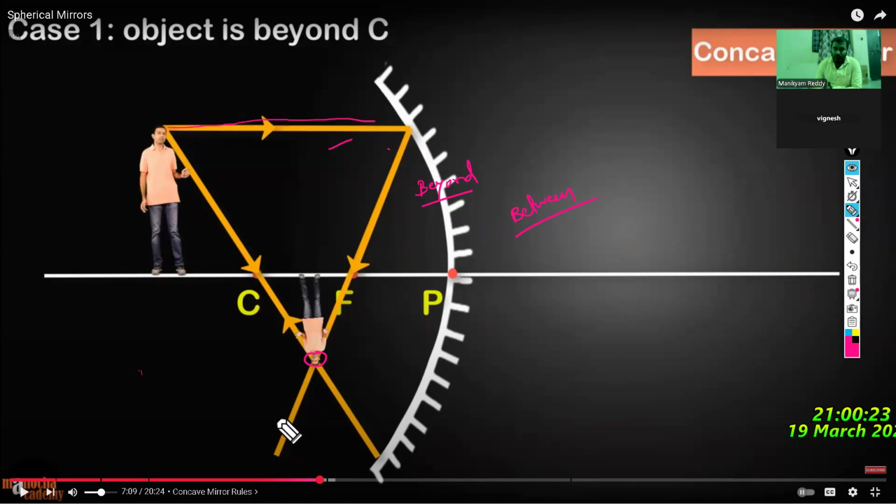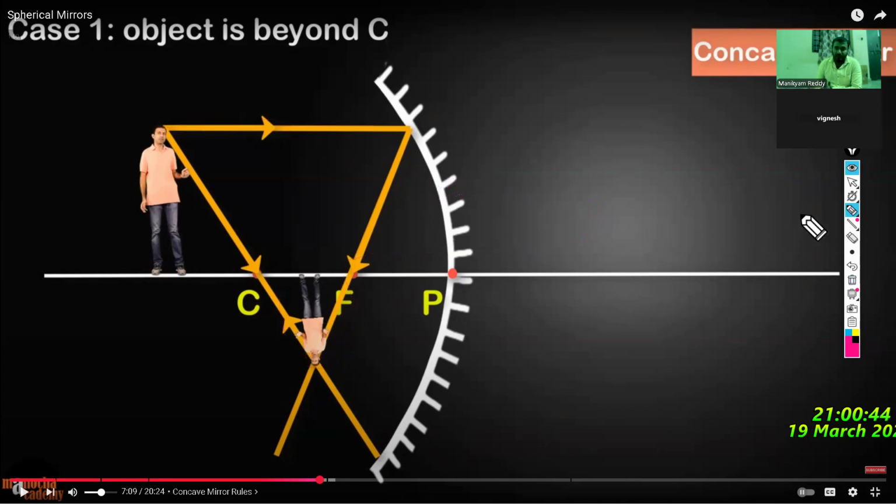One is passing through the focal point, another one is passing through the center of curvature. Both rays are incident here. The head is down, legs are up. This is what? Inverted image. Okay, this is diminished. When the object is kept between B and C, the image is formed between F and C, and the image is decreased in size.